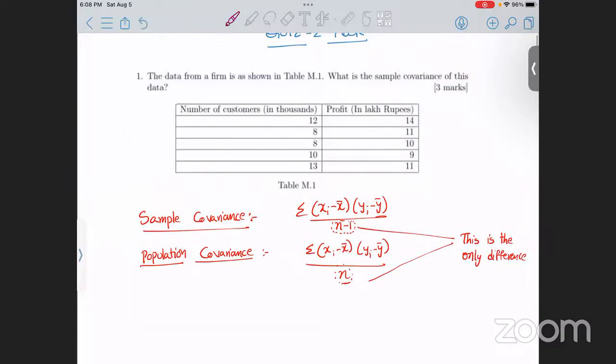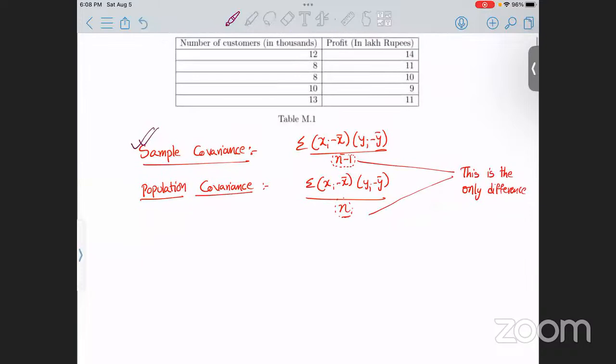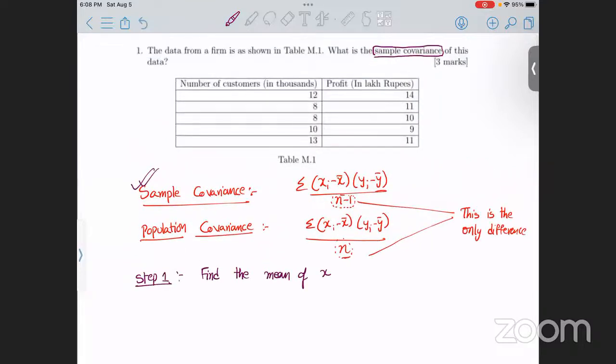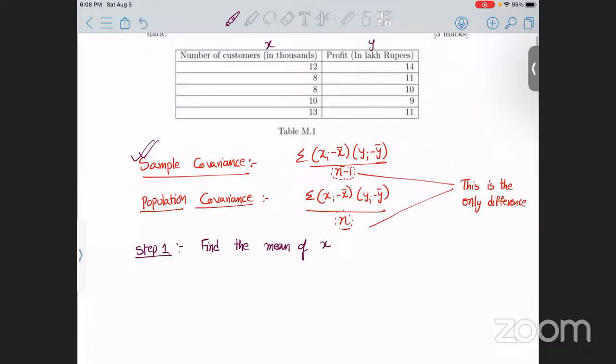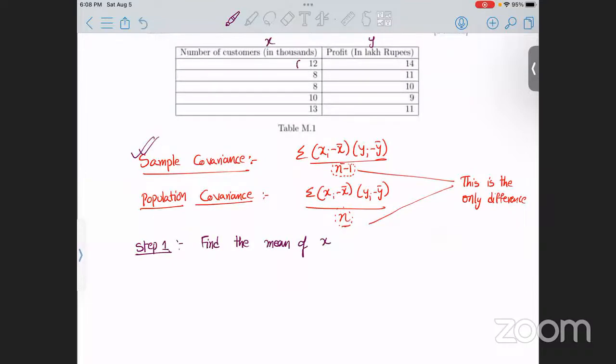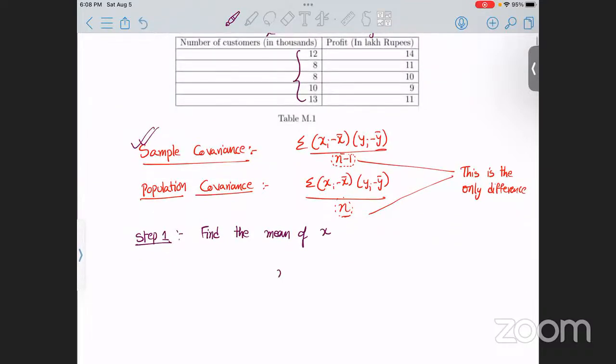In the question, what did he ask? Sample covariance. So we have to use this formula. Let's solve. First step is to find the mean of x. You can take this as variable x and this as variable y, or vice versa. It doesn't matter. I'm considering it as x. So what is the mean? x bar equals 12 plus 8 plus 8 plus 10 plus 13.